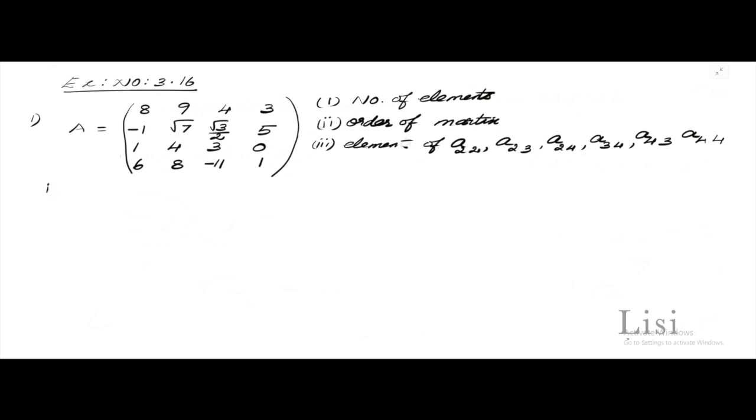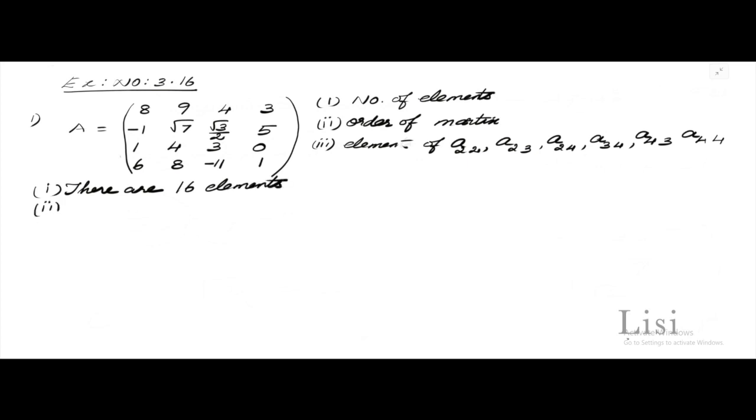So what is your first answer? How many elements are there? Just count. 1, 2, 3, 4. How many are there? 16 elements. Okay.